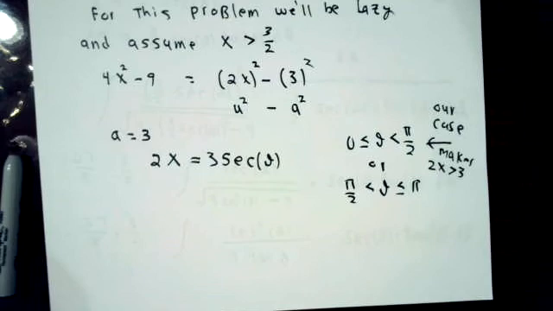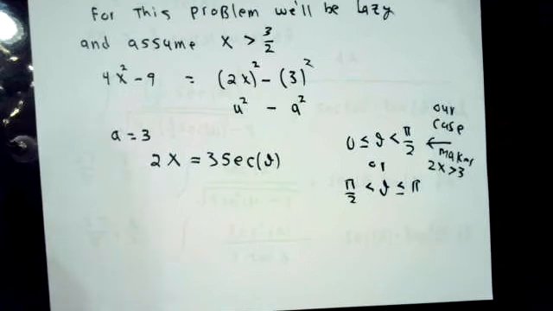I'm going to be intensely lazy and look only at the case where x is positive. If you look at 4x squared minus 9, that's what you get when you square 2x and then you square 3 and subtract them. So the u is going to be 2x and the a is going to be 3. I want u equal to a secant of theta. That is to say, I want 2x to equal 3 times secant of theta.